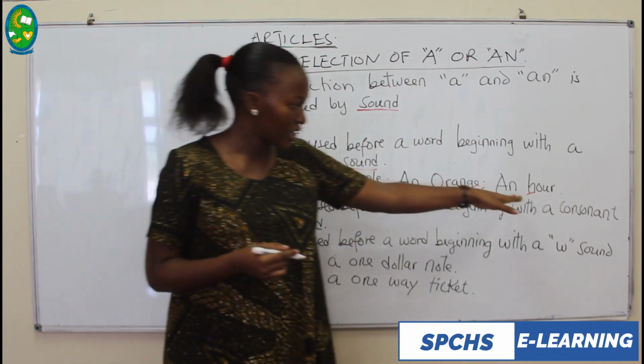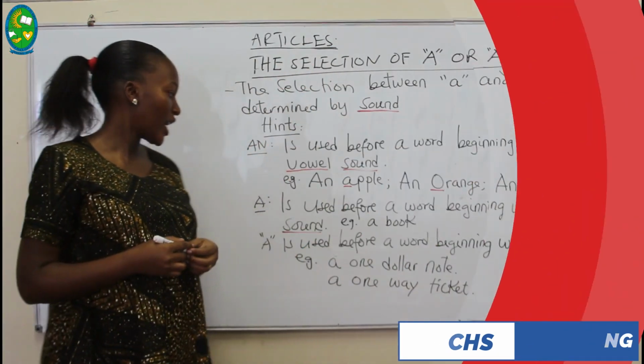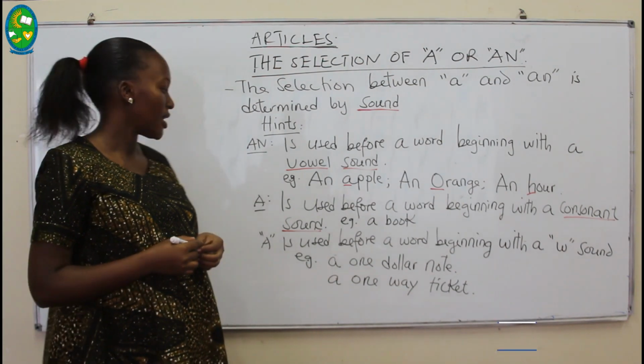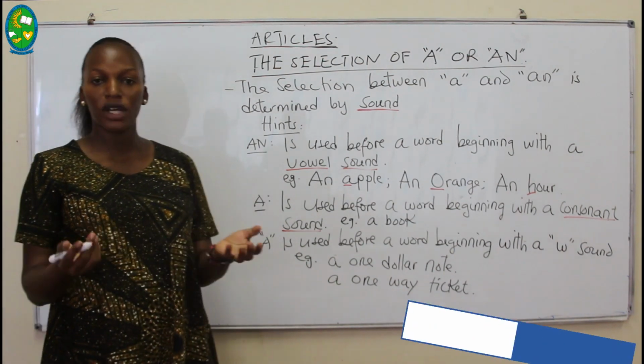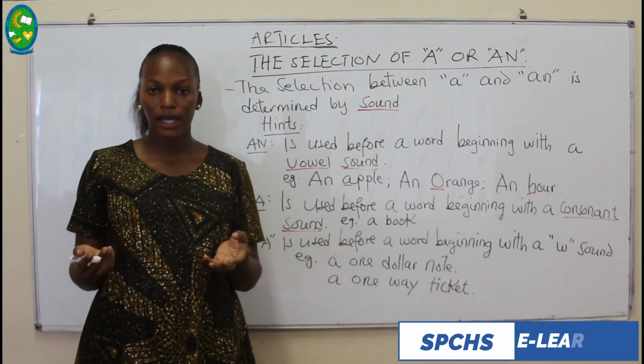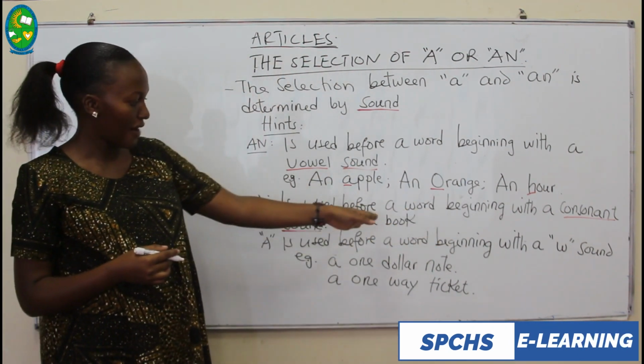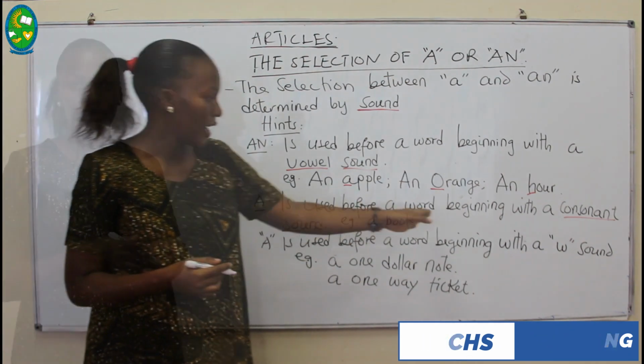It starts with H, but it is not pronounced. So coming to the article, a is used before a word beginning with a consonant sound. For instance, a book, a table, a bag. Both B and P, they are consonants. They start with a consonant sound, which is B and P.